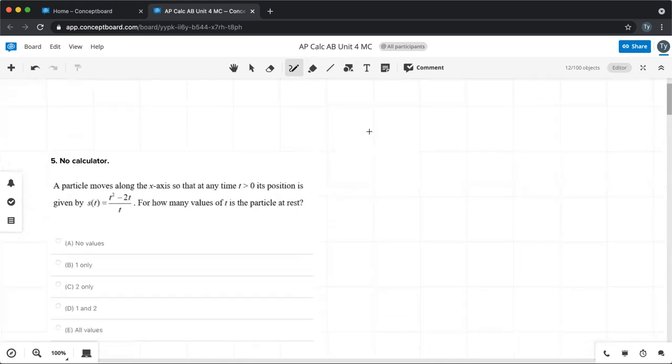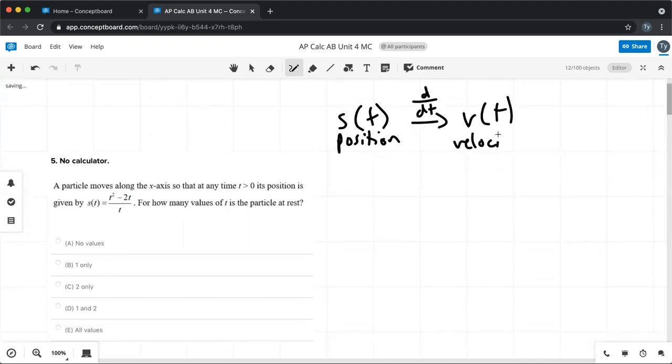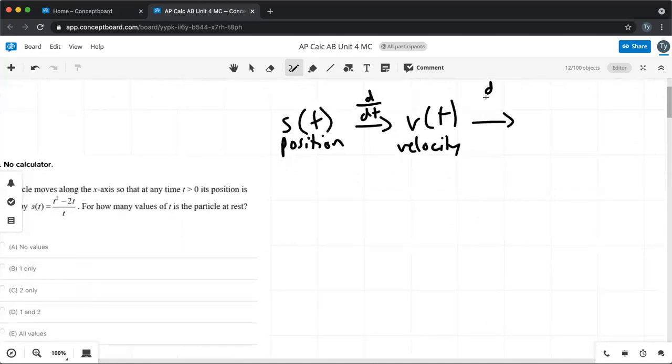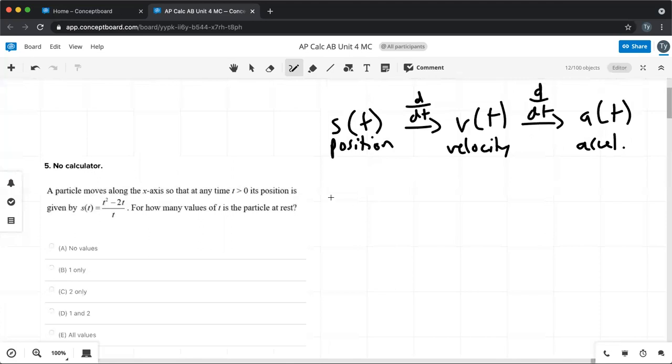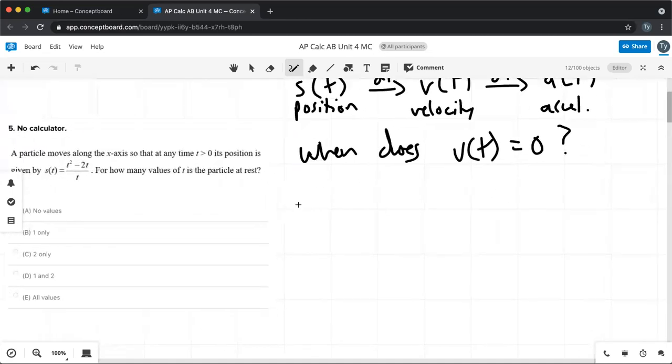So again, we've seen this picture before, but s of t is our position. And then if we take a derivative with respect to time, we get v of t, which is our velocity. And then if we take another derivative with respect to time, we get a of t, or acceleration. So we're looking for when v of t equals 0. This is what this question is really asking. A particle is at rest exactly when v of t is 0, even if just for a moment. So we need to take a derivative.